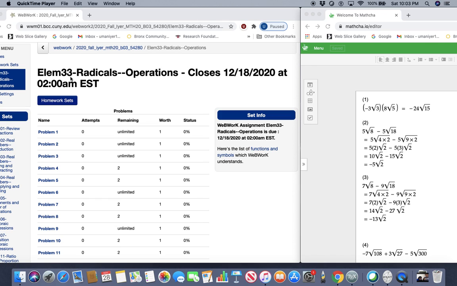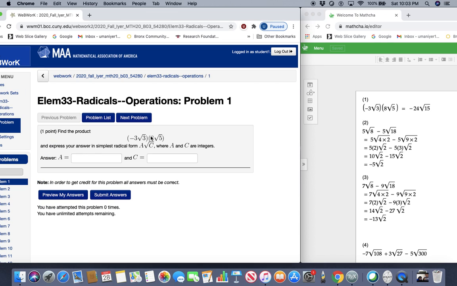Welcome back. Elementary 33, problem 1. Multiply these two radical expressions and write your answer in the simplest form. Negative 3 root 3 times 8 root 5.